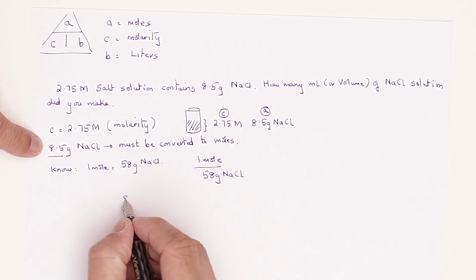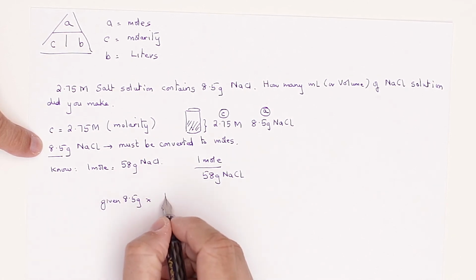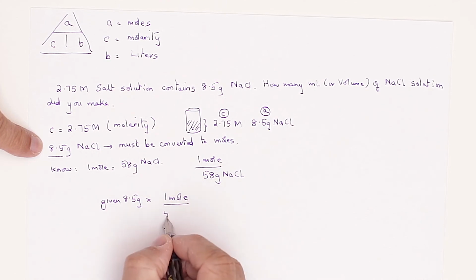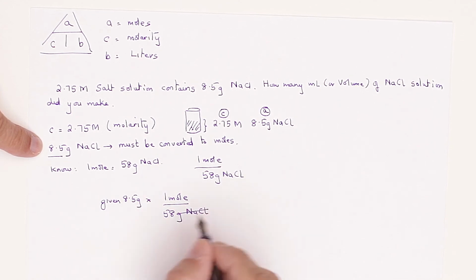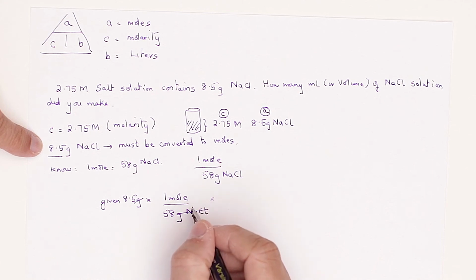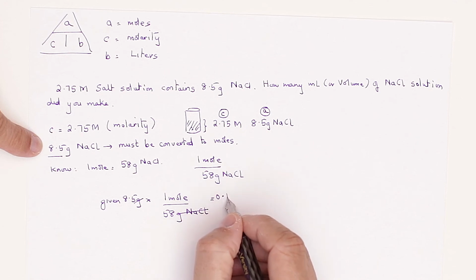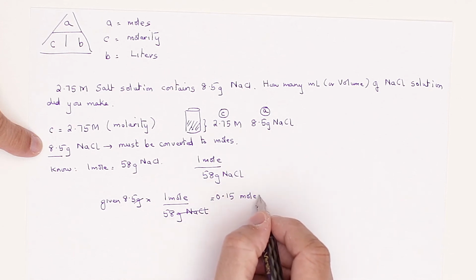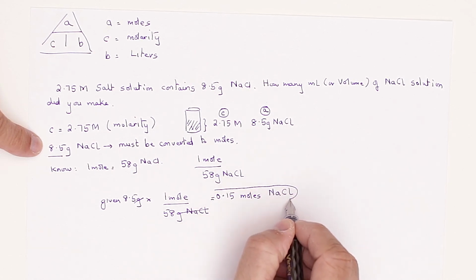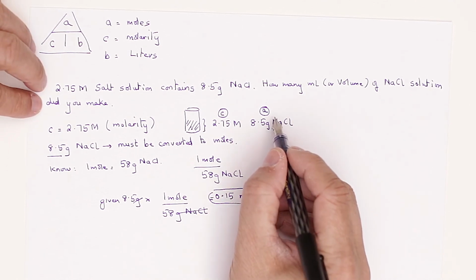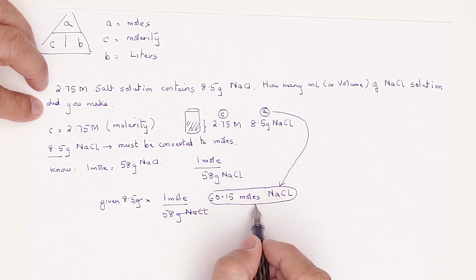And you're given 8.5 grams. So 8.5 grams is your given. And you're going to multiply that by the conversion factor, 1 mole over 58 grams NaCl. Again, the grams NaCl cancel out. So this is equal to 0.15 moles NaCl. Now this is actually A, because you have it in the right units, 0.15 moles.